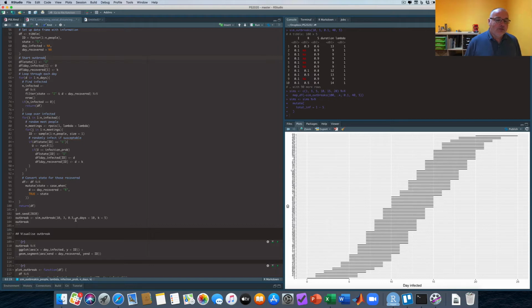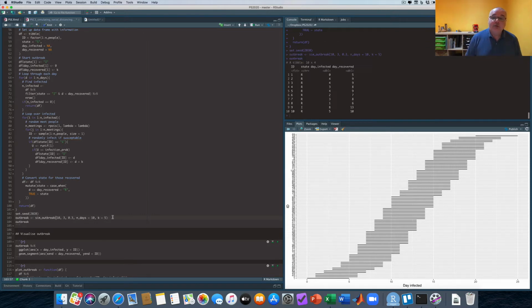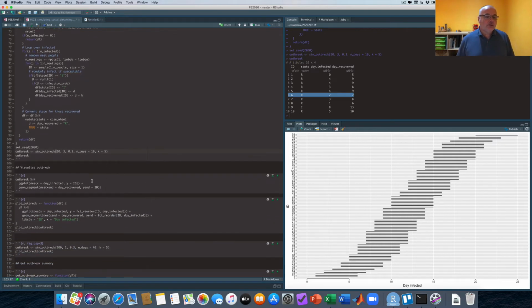There's about a 0.3 chance of spreading it. We're going to look at 10 days and you're ill or infectious for 5 days. So if we run that, here we go. Here's the first person infected. And here you can see, for example, person number 6 is infected on day 2, recovered by day 7. Okay, all good. Let's have a visualization.